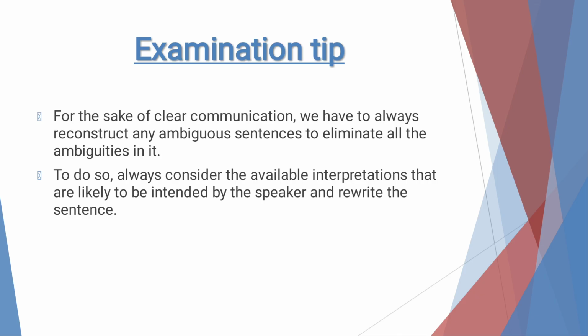Then you analyze. It could be like this. It could also be like this. So, okay, if it could be like this, it could also be like this. Then what will be the rare one? That is what we are going to do. So, understanding from here, right from the beginning, always consider the available interpretations that are likely to be intended by the speaker, and rewrite the sentence by eliminating all the ambiguities in it.